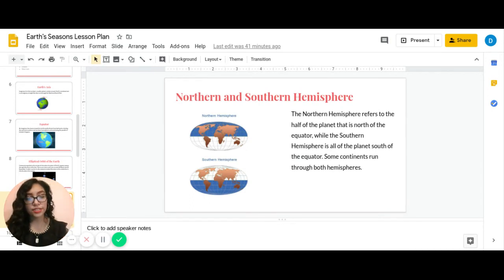Northern and Southern Hemispheres. As in the image below, you can see the colored part of the Earth. Right above, we have the Northern Hemisphere, and right below, we have the Southern Hemisphere. The equator is the only imaginary line that divides the planet Earth. Some continents run through both hemispheres.